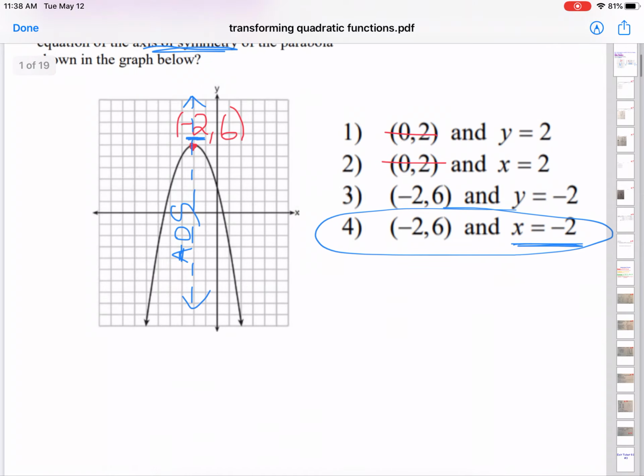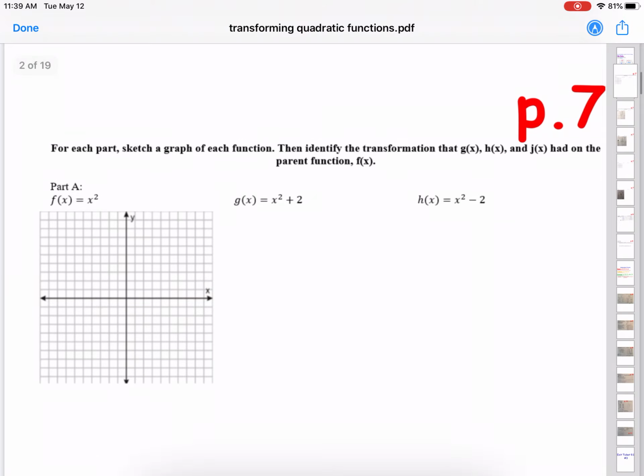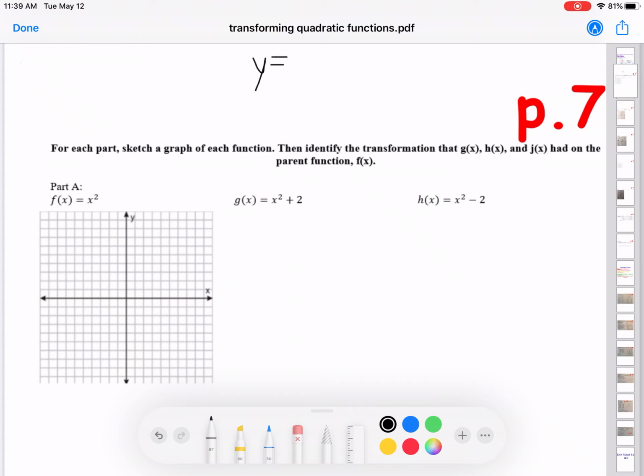So to get into transforming quadratic functions, we're going to be back in our packet, Function Families Part 1 on page 7. Just like with the last two lessons, we're going to be trying to see how we compare a quadratic function that's been transformed to the parent function. When we're talking about quadratic functions, our original or parent function is going to be y equals x squared. That's our original function.